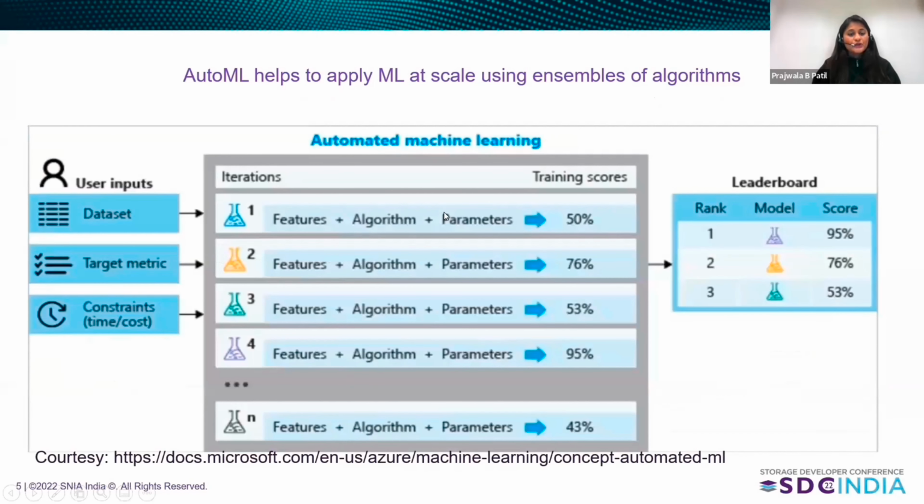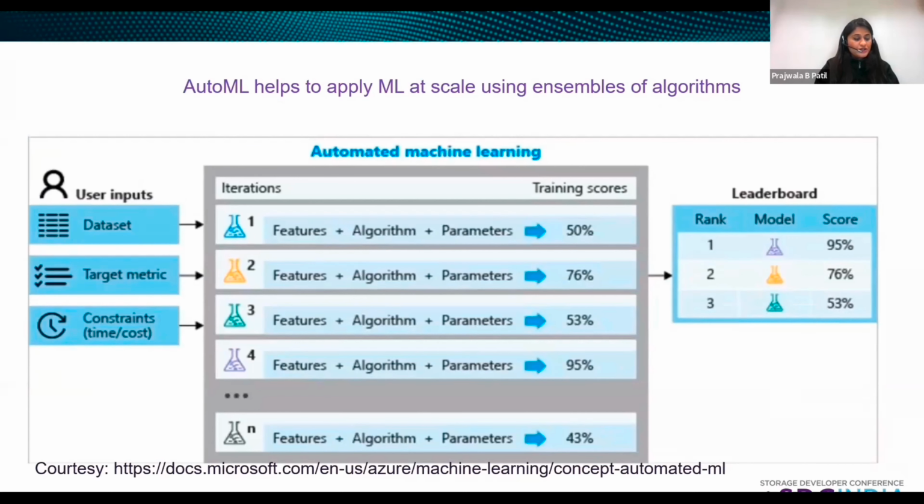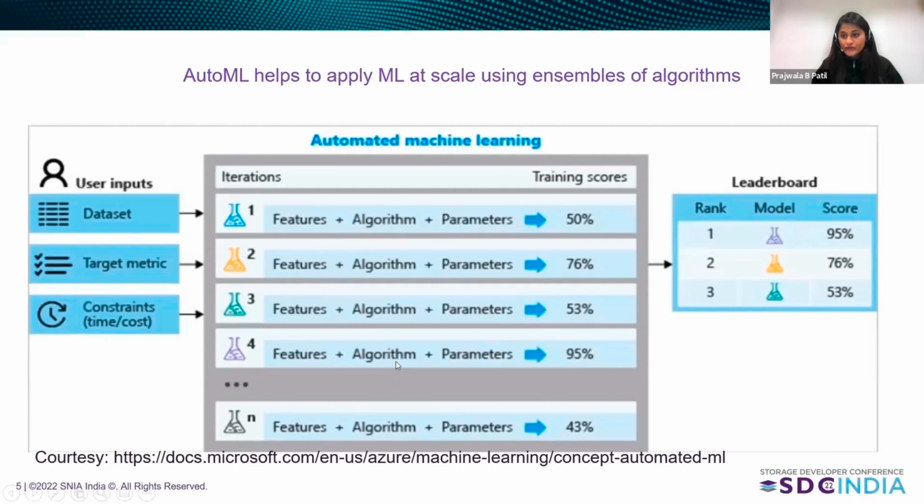AutoML helps to apply ML at scale using an ensemble of algorithms. Again, we need user inputs like the data set, target metrics, and constraints like time and cost to be defined. The framework iterates through the ML algorithms paired with the feature selections, where each iteration produces a model with a training score. The higher the score, the better the model is considered to fit your data. It will stop once it hits the exit criteria defined in the experiment. We can also make use of a leaderboard to list all the algorithms with the rank and the score.